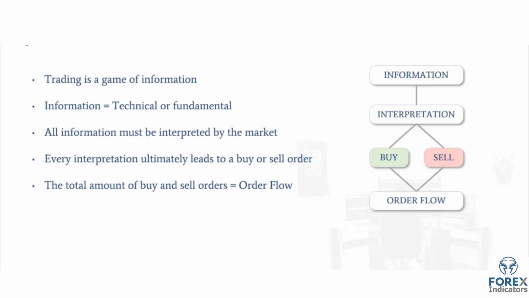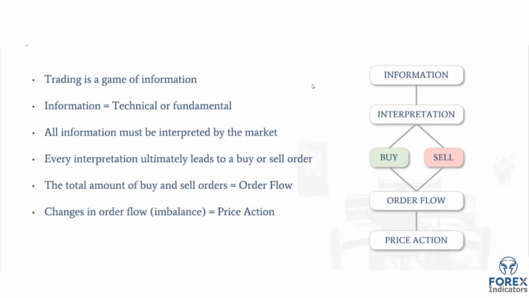However, if I'm a large player and I have that interpretation and I use that information to make a large sell order on the pound and it causes the market to move, then that information has value. It has value to all the participants in the market. And so the total amount of buying and selling orders that are activated becomes what is called order flow, or the flow of orders in the market.